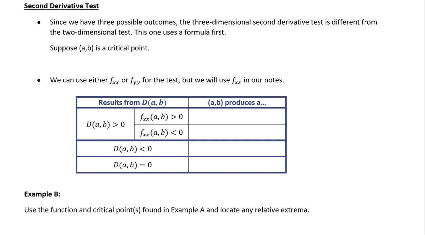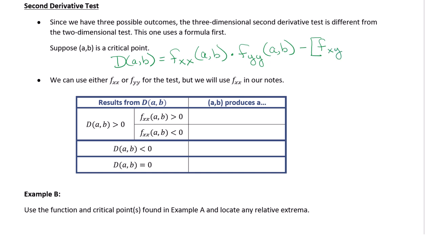We are going to find this value, we'll call it D of (a, b), by taking the second order partial derivative with respect to x and x of (a, b) times the second order partial derivative with respect to y and y of the value (a, b), minus the second order partial derivative of x and y. And remember, the order doesn't matter, but you've got to do one and then the other, plugging in the value of (a, b) and then squaring that value.